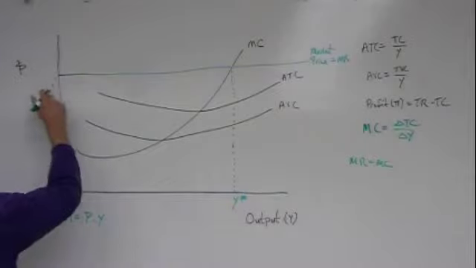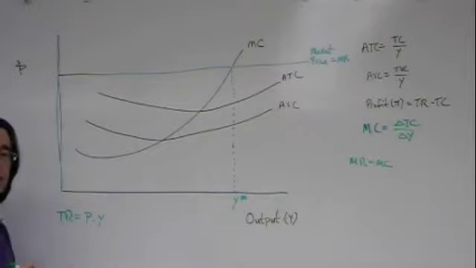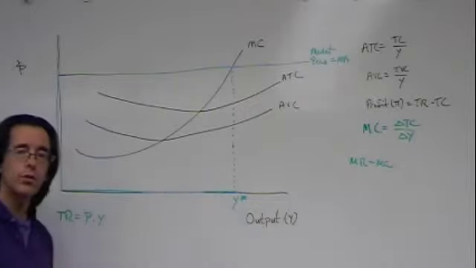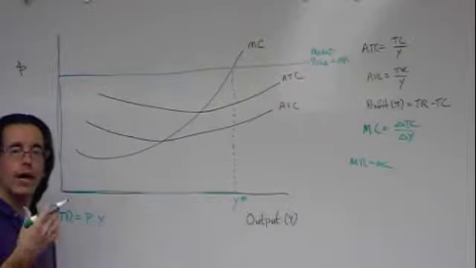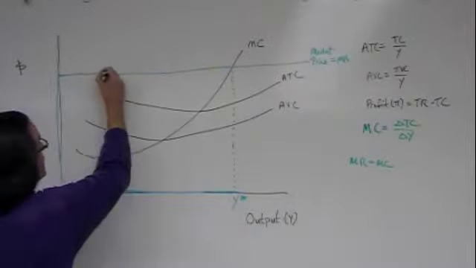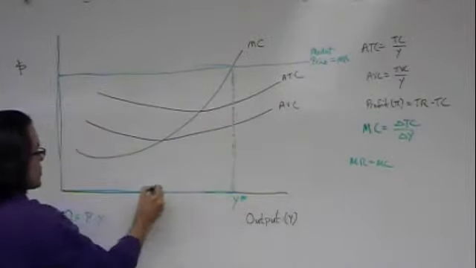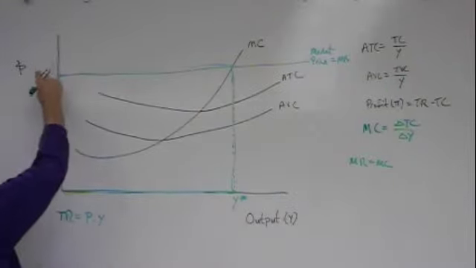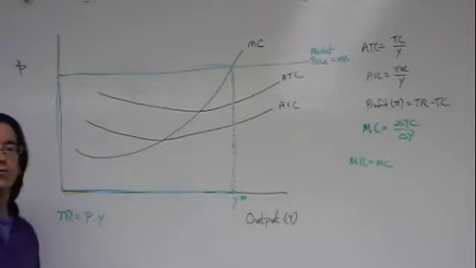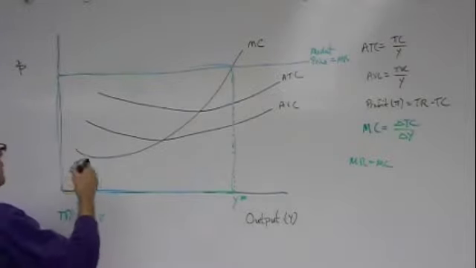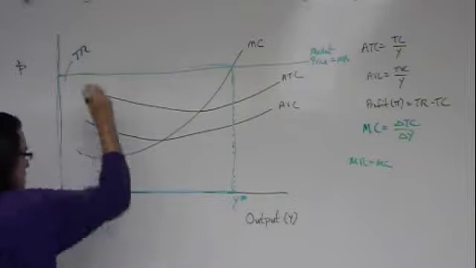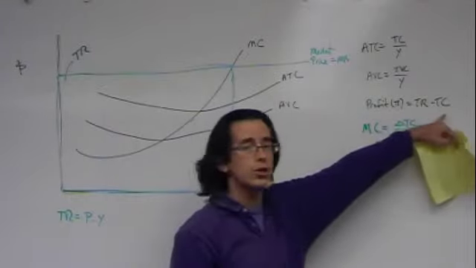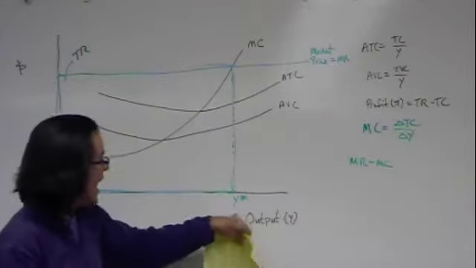Well, we've got the price, this height, and we've got the quantity, this width. So height times width is simply the area of the box. So this box right here, that's bounded by the output, bounded by the price. The area of this box represents the total revenue. Okay? So I'll just say TR. We'll change colors.